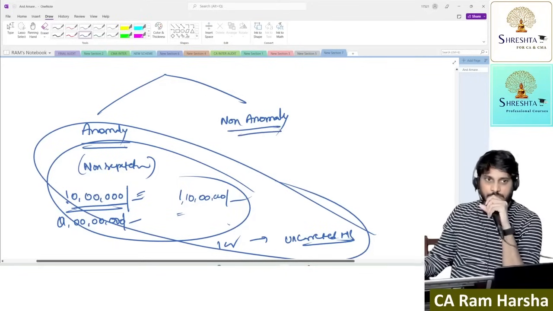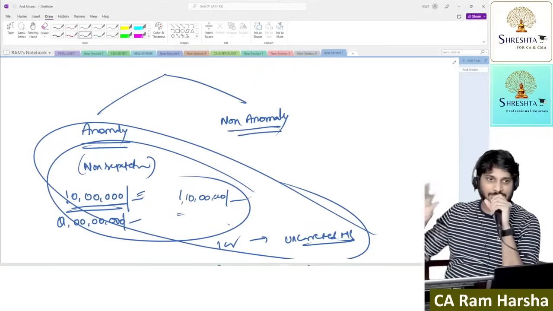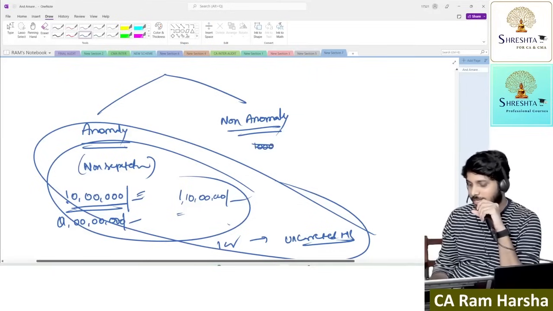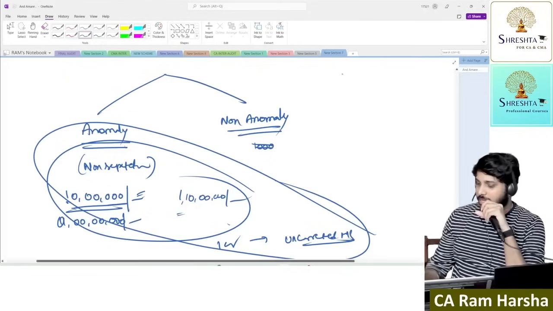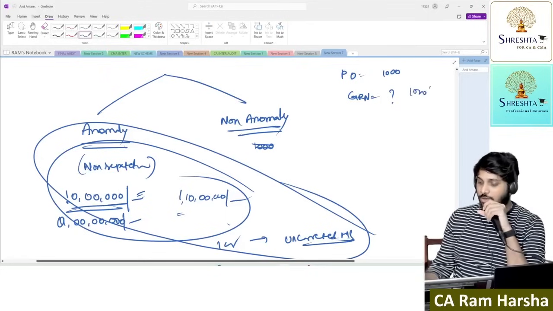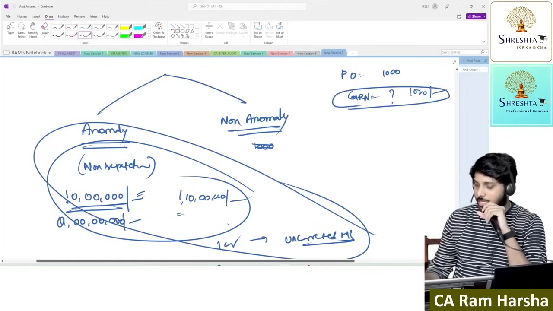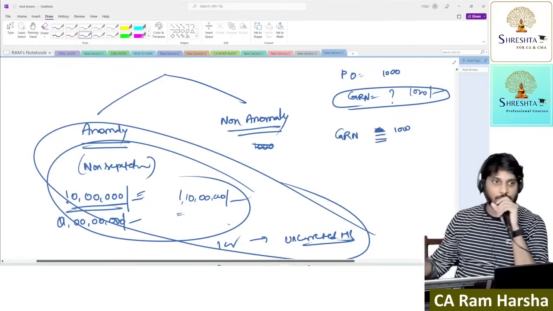Now next, non-anomaly. In the control, the company's software, there is a small error. What error is? Whenever goods received note, the program they wrote is, like if purchase order contains 1000 units, maximum GRN can be generated for how much? Maximum you can receive against that order? 1000 only. Now here in GRN, while writing the program, they should write less than or equal to 1000. Able to understand? They ignored that word less than. They used the word equal to.